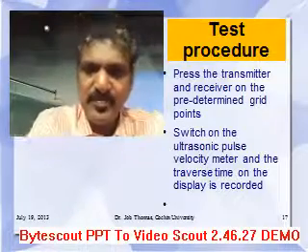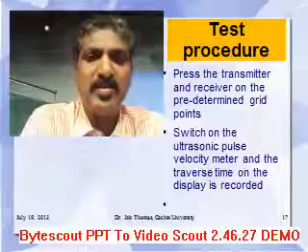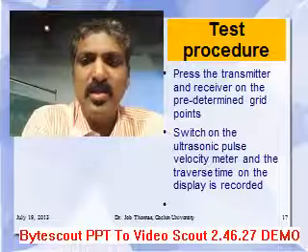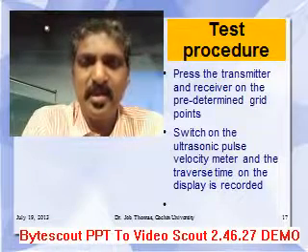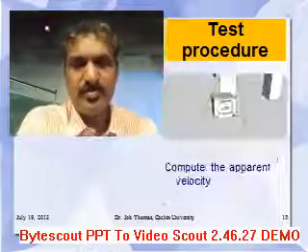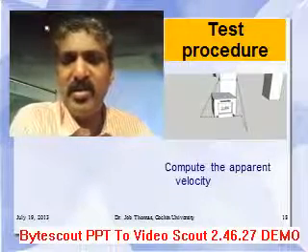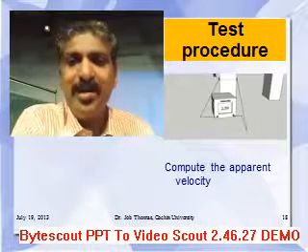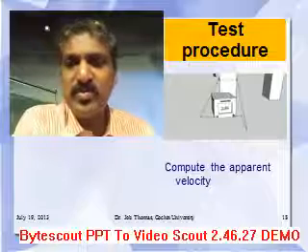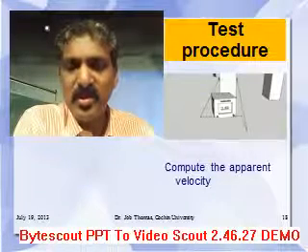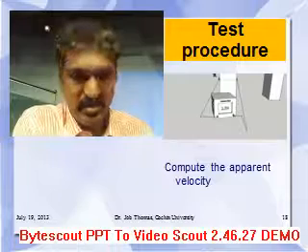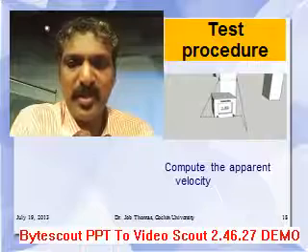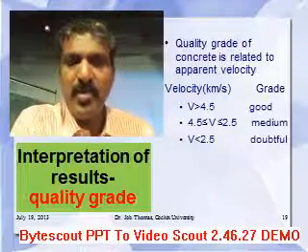Press the transmitter and receiver on the predetermined grid points and switch on the ultrasonic machine so that the traverse length is displayed on the machine. So you see the figure here. The transmitter and receiver are kept on the opposite faces of the wall, and when you switch on the machine, you will see the display changing, and the time of traverse will be displayed on the machine, and based on this you compute the apparent velocity.